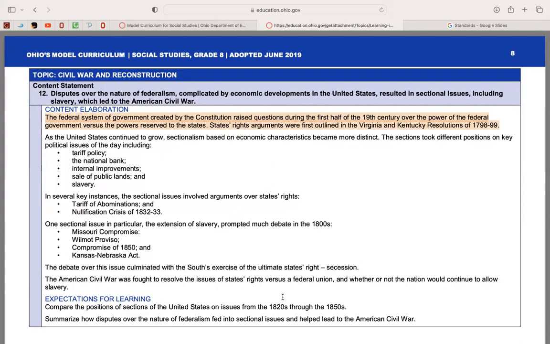But I've created a graphic that I hope is useful for you. This is sort of how I break down the standards. Let me see if I can maximize this. Give me 1 second.